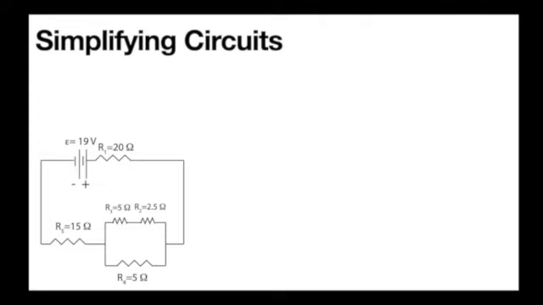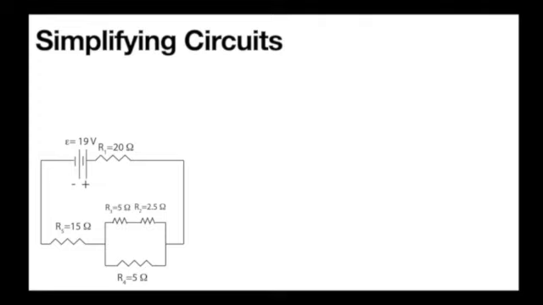And the same reason we can't combine either of these branches with R5 because, again, you can't combine things across a junction, right? So we can't do that. We'll have to start with this branch here. Can we just combine R4 with R3 and R2? No, because R4 is not in parallel with either R3 or R2 individually. It's in parallel with them together. So that's where we have to start.